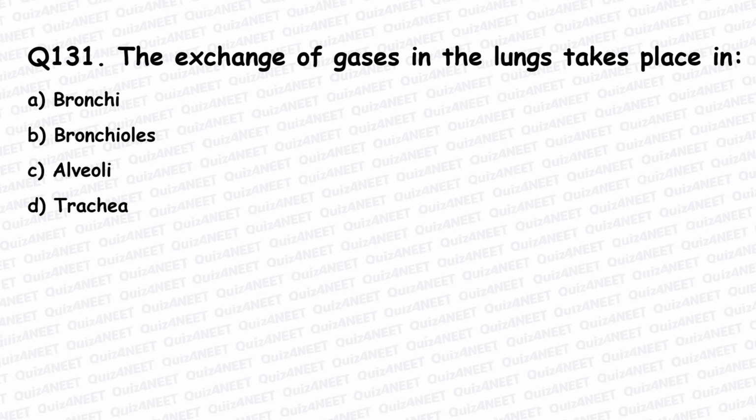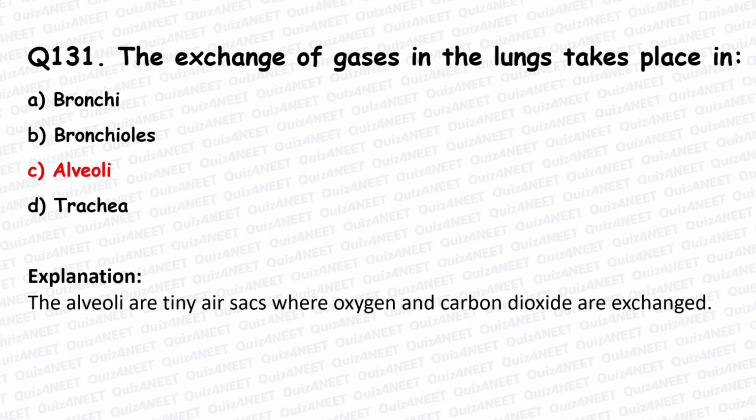Q131. The exchange of gases in the lungs takes place in A. Bronchi, B. Bronchioles, C. Alveoli, D. Trachea. Answer C. Alveoli. The alveoli are tiny air sacs where oxygen and carbon dioxide are exchanged.